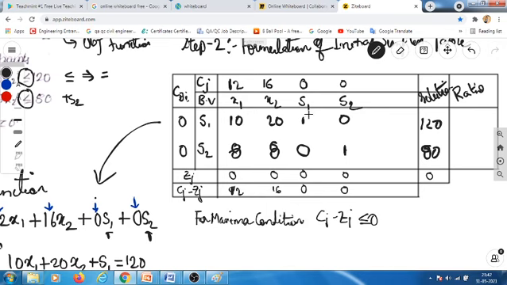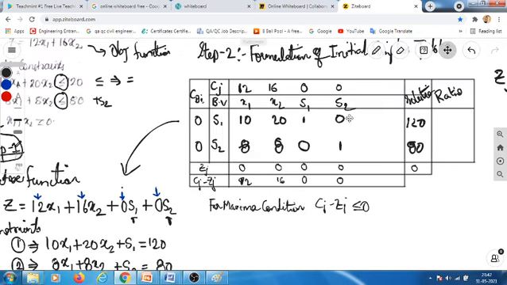So, what we have done? We have not attained the maximum value. So, for this, what we need to do is, first of all, select the maximum value from Cj minus Zj, which is 16. The column corresponding to this 16 becomes the key column. Okay, this becomes the key column.